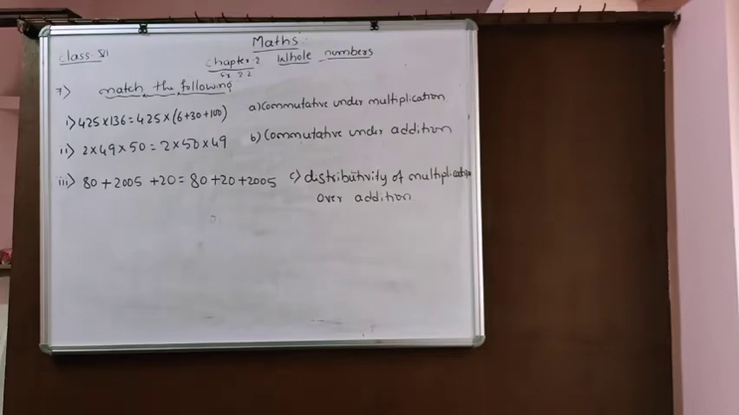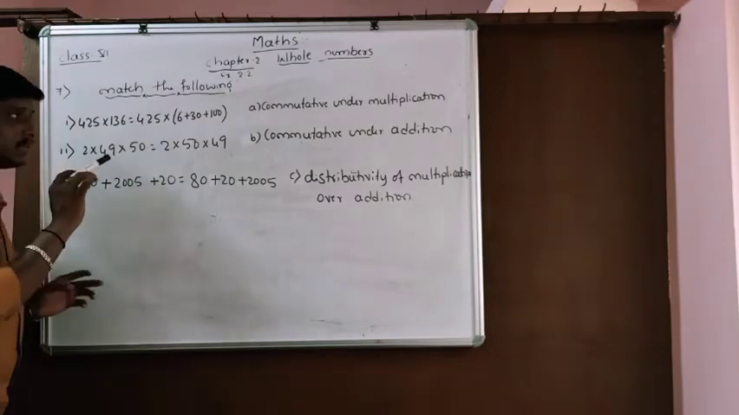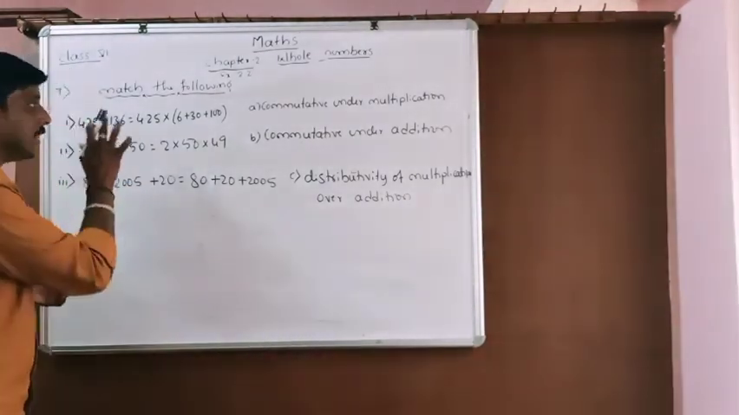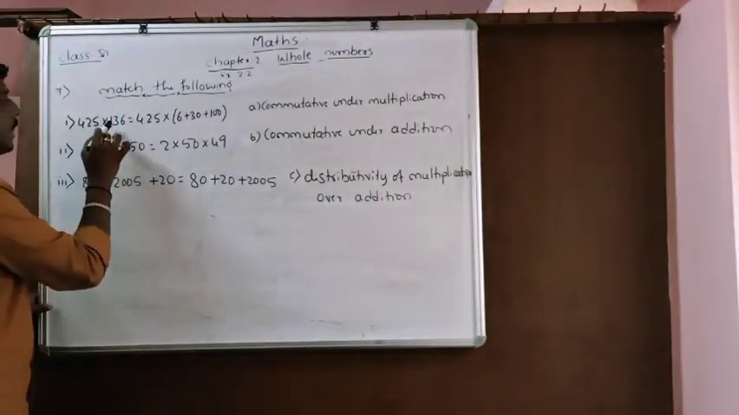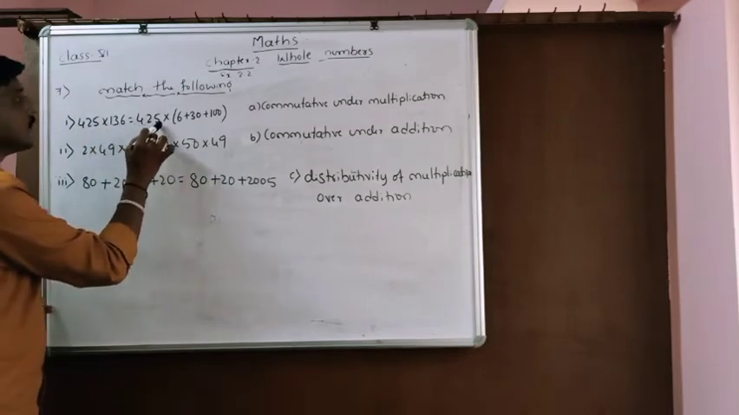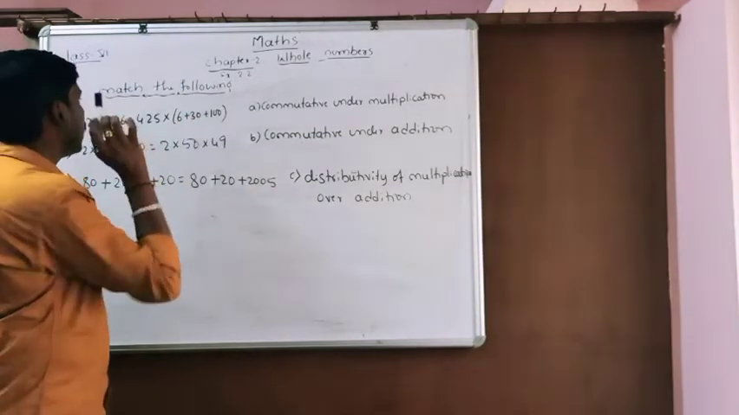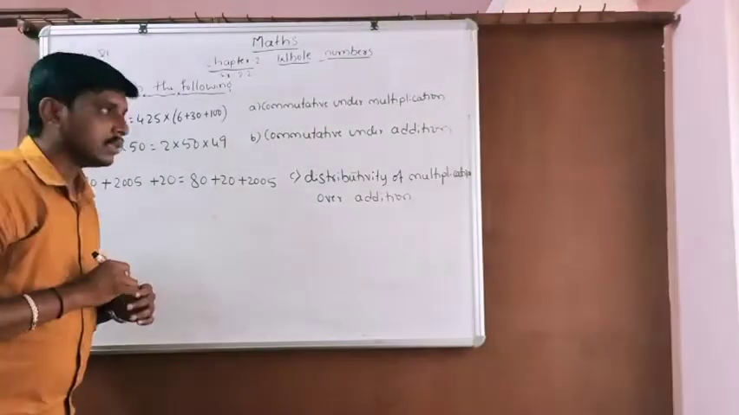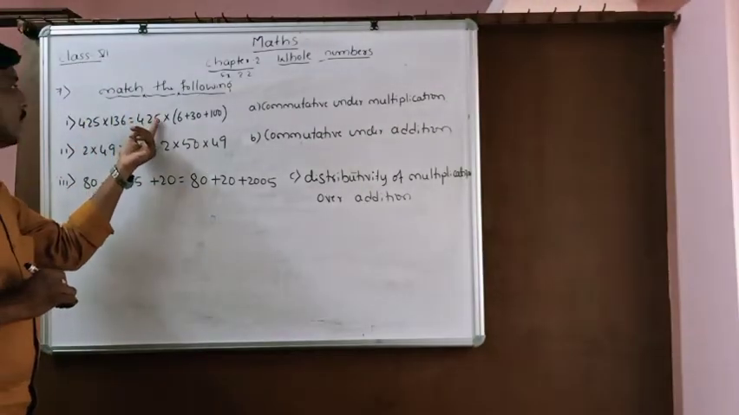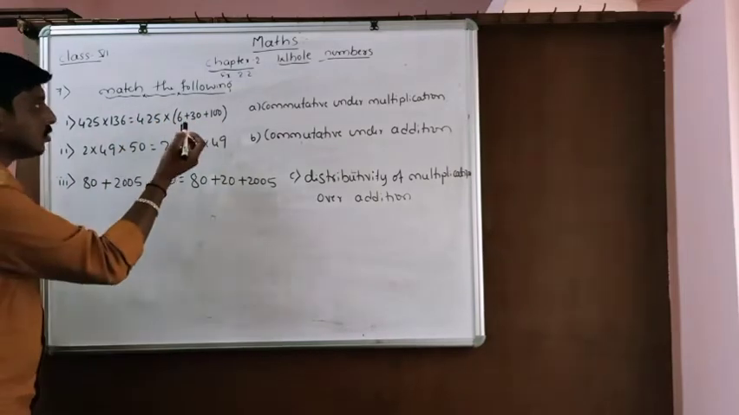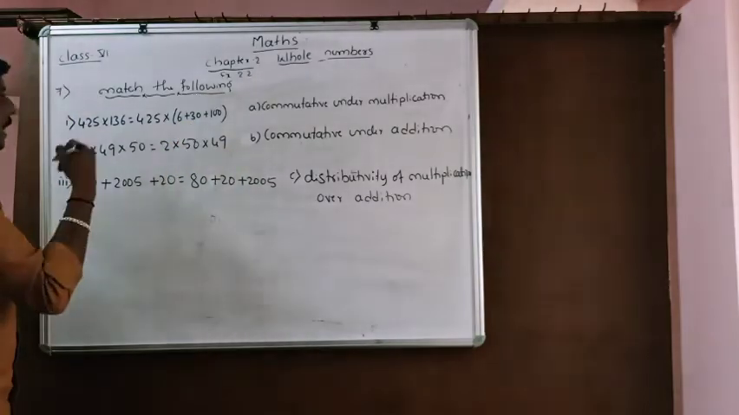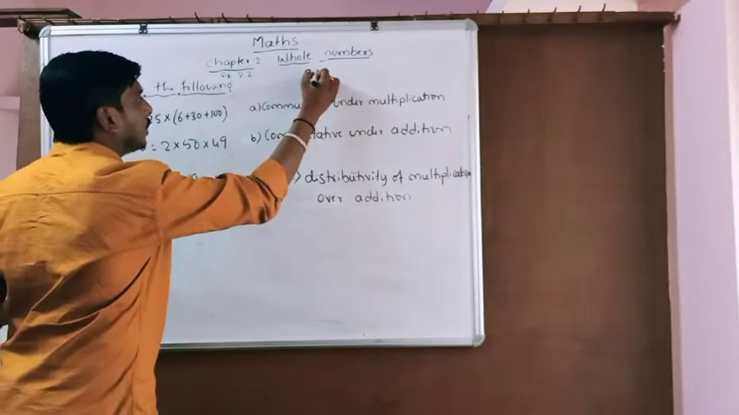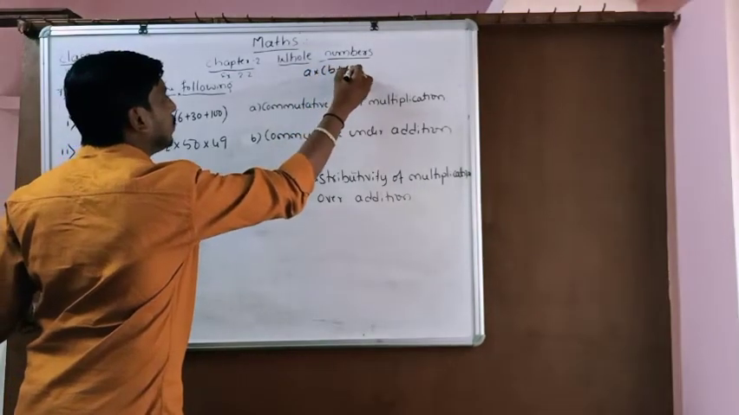So the last question in this exercise is what? Match the following. When you look at it, it will be a little bit confusing, but when you analyze the question you will get the answer very clearly. So what is the first one? 425 into 136 equals 425 into bracket of 6 plus 30 plus 100. When you observe this, here are two numbers, and here a list of numbers in the bracket. Just observe, it is 6 plus 30 plus 100. It looks like, for example, A into bracket of B plus C plus D.